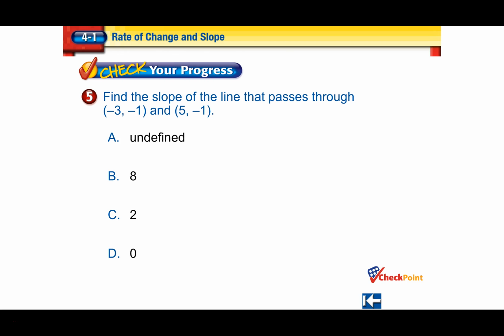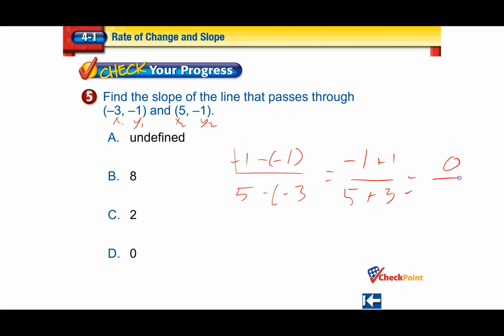That would be a slope of 0. All right, give this a shot. Go. Okay, going quick here. So x1, y1, x2, y2, -1 minus a minus 1 over x2 is 5 minus a minus 3. Those two come out to -1 plus 1. 5 plus 3 comes out to 0 over 8. That would be a slope of 0.